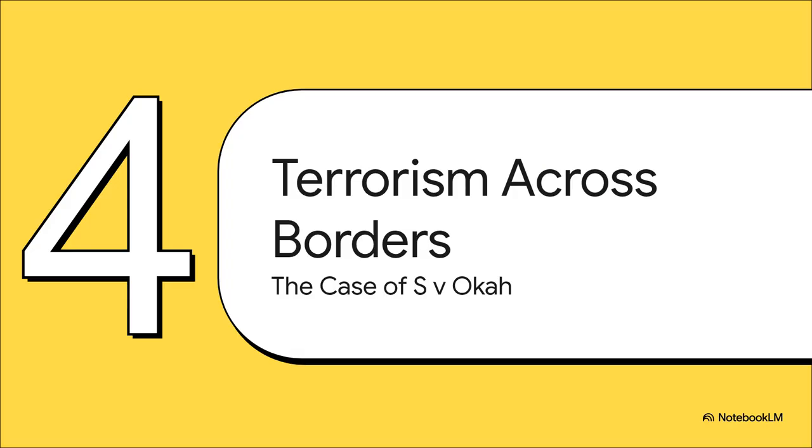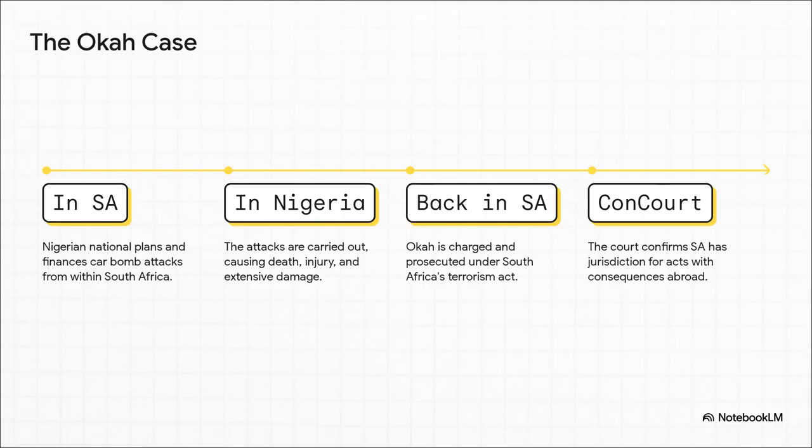So we have the theory down, but what does this look like in practice? Let's turn to a really important case, State versus Okah. It does a fantastic job of showing how these rules apply, especially when terrorism crosses borders. So here's the story. Henry Okah was a Nigerian citizen, but he was living right here in South Africa. From his home, he planned, he funded, and he coordinated 2 car bombings that then took place in Nigeria. So the bombs went off in Nigeria, but the mastermind was in South Africa. And he was prosecuted for terrorism right here.